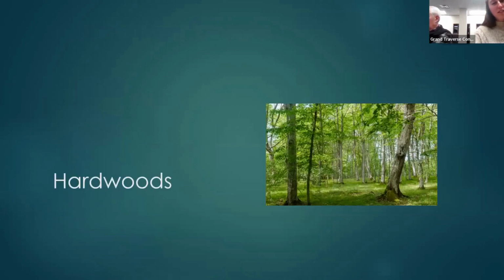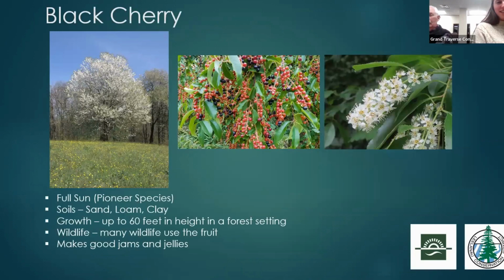Now let's talk about some hardwoods. The black cherry is a full sun species, or a pioneer species, which just means that whenever a disturbance happens in a forest, this is one of the typical species that will move into that open canopy space before anything else. So it's a full sun species, and it's going to grow pretty quickly when it's younger. But its fruits are used by a lot of different wildlife species. It supports a wide range of diversity. And I think it's really pretty.